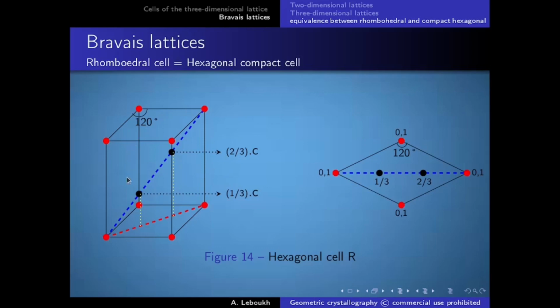This type of cell is named cell type R. And here, as we have 120 degrees, and here 90 degrees, 90 degrees, we have a hexagonal cell. But this type of hexagonal cell is of type R.